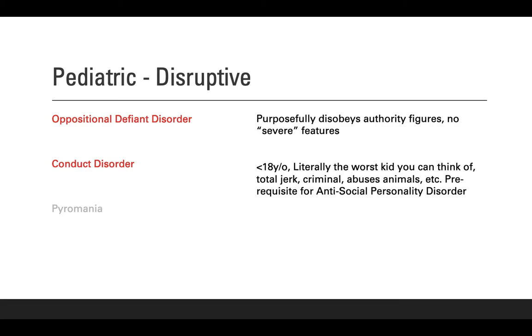Whereas conduct disorder, again, less than 18 years old, and you'll see why that's important. Literally the worst kid you can think of. Total jerk, criminal, abuses animals, goes out of their way to destroy things of other people just to see them hurting. Just a piece of crap, okay? One of the things here is a prerequisite for antisocial personality disorder as an adult. We'll get to that more in a minute, but just want to throw that in there. That's why the under 18 years old is important.